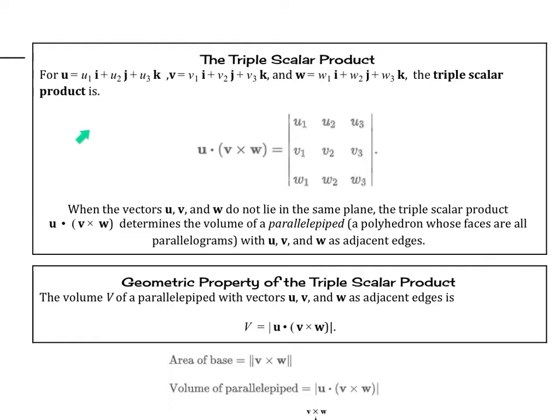The triple scalar product is this. So u1, u2, u3, v1, v2, v3, w1, w2, w3. When the vectors u, v, and w do not lie in the same plane, the triple scalar product u times v times w determines the volume of a parallelepiped. It's a polyhedron whose faces are all parallelograms, with u, v, and w as adjacent edges.